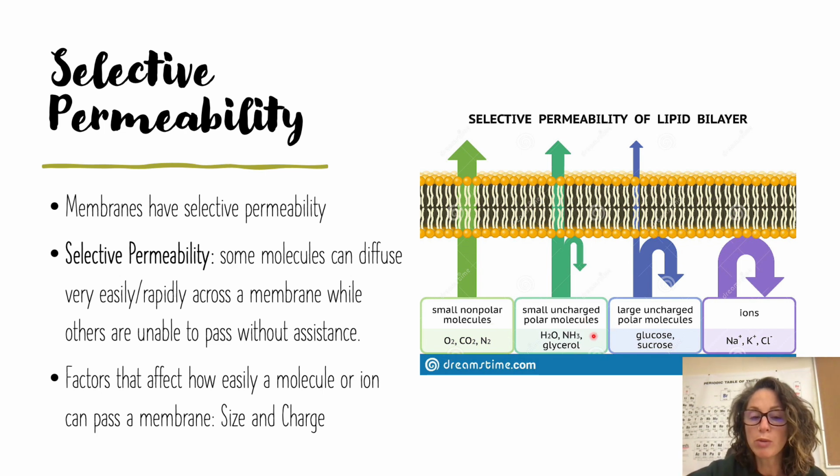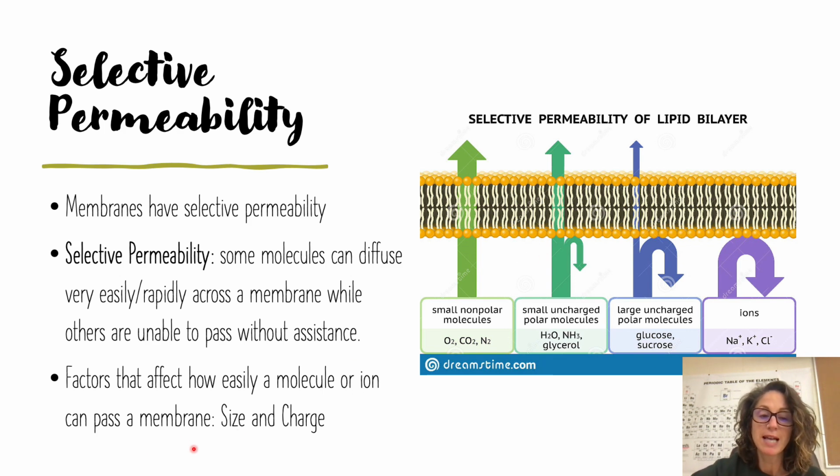Small uncharged polar molecules, most of them can just go through, but some will be kept out. For example, we have water, and we have glycerol and ammonia. Large uncharged polar molecules, most of them cannot go through. So things like glucose, for example, have glucose-specific transporters to get them into the cell. And then ions, charged ions cannot get through and need specific transporters to get them into and out of the cell. And we're going to look at some examples of these in our next lesson.